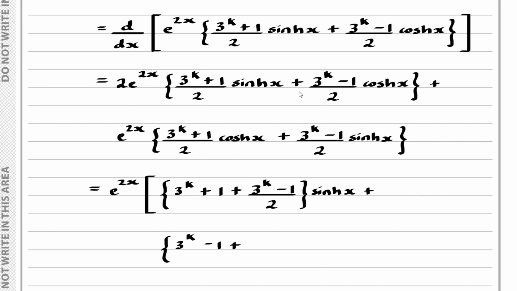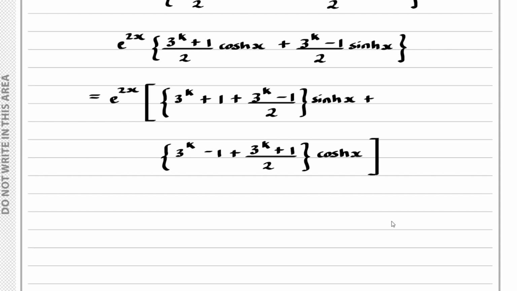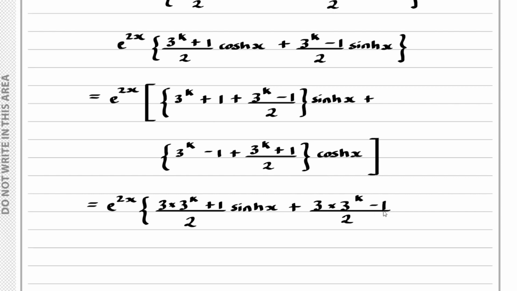And that's because I've got 2 times 3 to the k subtract 1 over 2, which is just this. And then I also have the 3 to the k plus 1 over 2. So that's in terms of the hyperbolic cosines. So if I attempt to simplify this, well, I've got the e to the 2x, that's not going anywhere. And if I simplify 3 to the k plus 1 plus 3 to the k subtract 1 over 2, what I have is 3 times 3 to the k plus 1 over 2 hyperbolic sine x. And if I simplify this, I've got 3 to the k times 3 subtract 1 over 2, and that's being multiplied by hyperbolic cosine x.